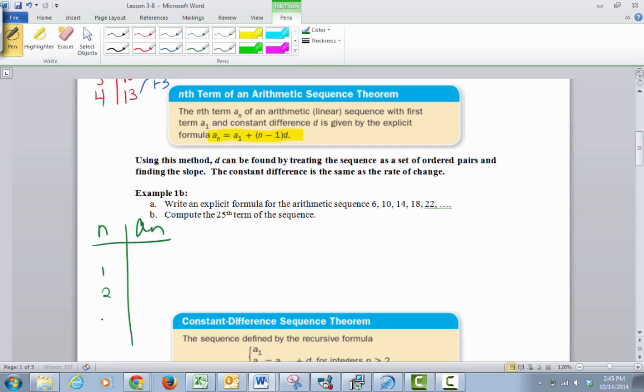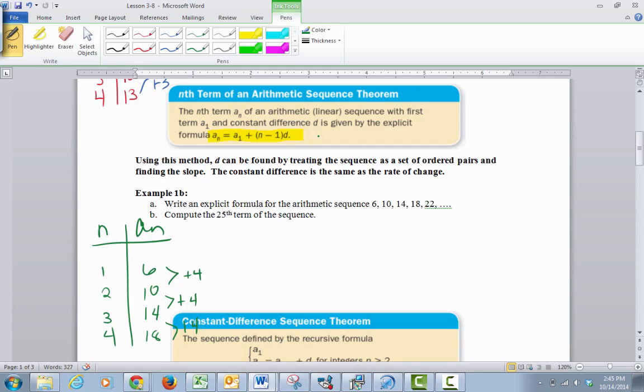1, 2, 3. They give you 5 numbers. I don't really need all 5 of them, right? So 6, 10, 14, 18. What is my constant difference? Plus 4 each time. So that is my slope, okay?